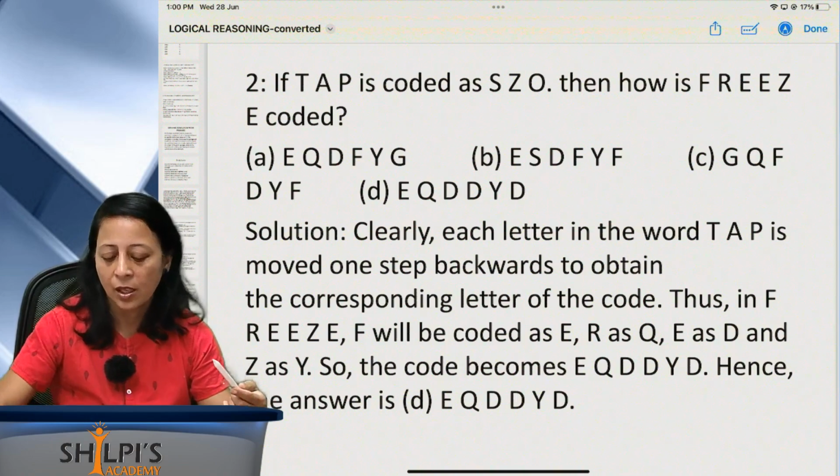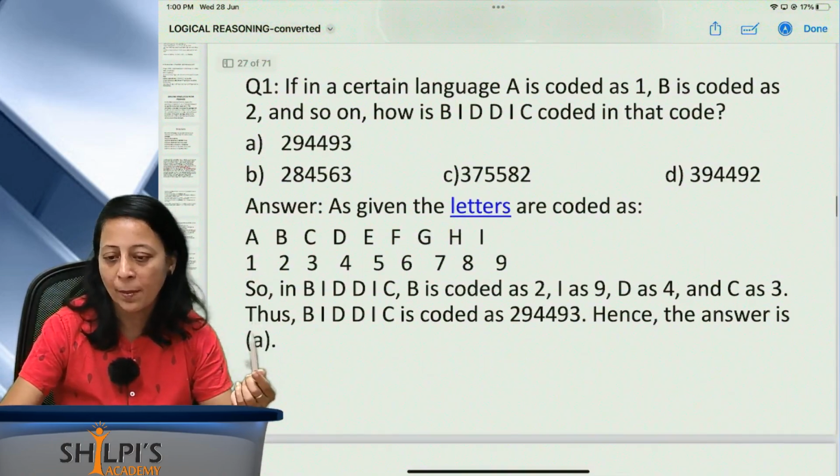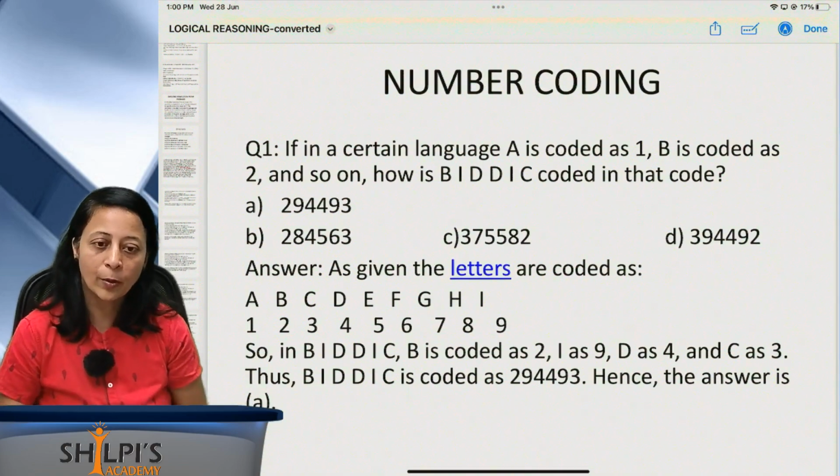Got it, students? Normally it will be one step forward, one step backward, two numbers forward, two numbers backward, all those. So we saw coding in the alphabetical way. Now how are we going to do it in number coding?